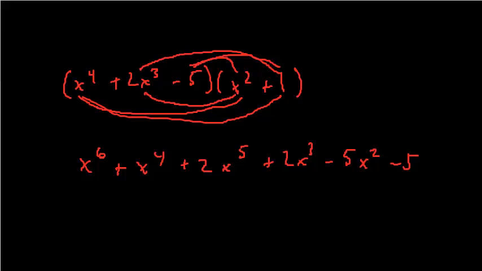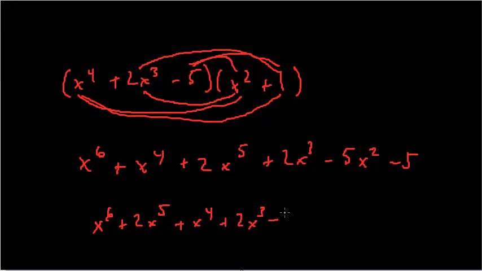We need to identify our like terms. There are no like terms here. Okay, so we can leave it like this, or we can choose to rewrite it in descending order as x to the sixth plus 2x to the fifth plus x to the fourth plus 2x cubed minus 5x squared minus 5. And that is now our polynomial in descending order. We can use this idea to multiply two polynomials of any size that we want. Again, just taking each term in the first polynomial and multiplying it by each term in the second polynomial. That's all there is to multiplying polynomials together.